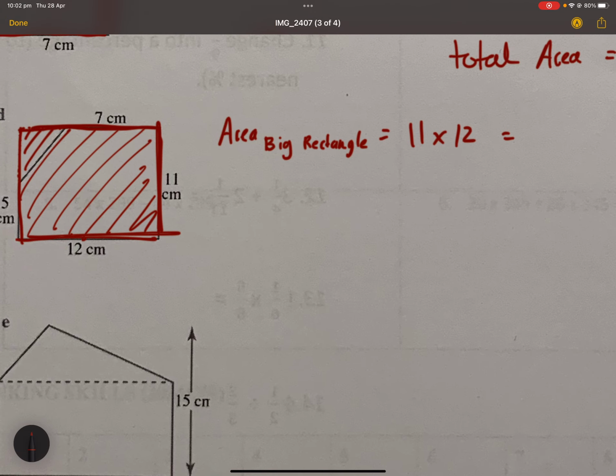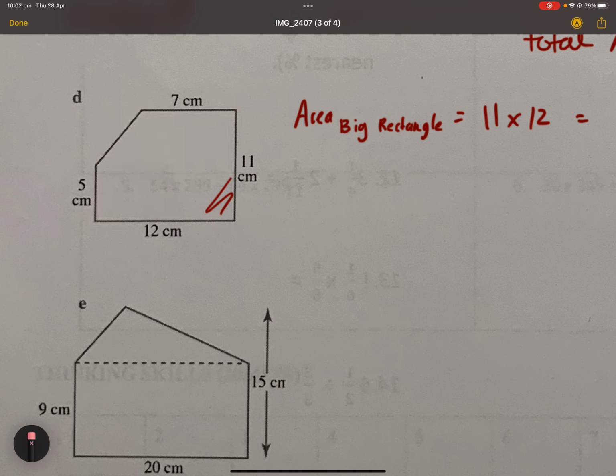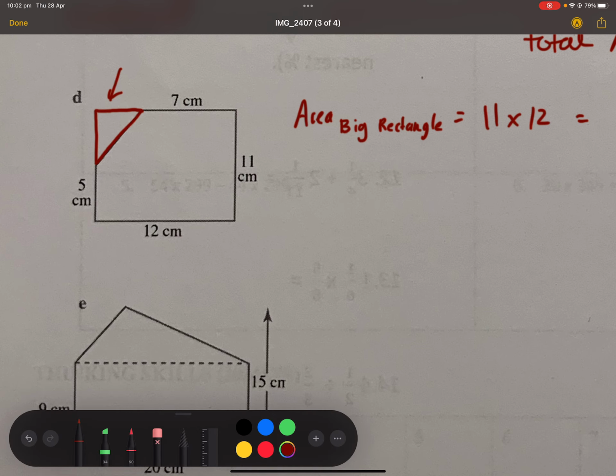Okay. And then once you get the area of the big one, all we've got to do is minus this piece here that's being cut out. We need to find the area of this. So you get the area of the big thing, which I'll color in, actually I'll color in red.